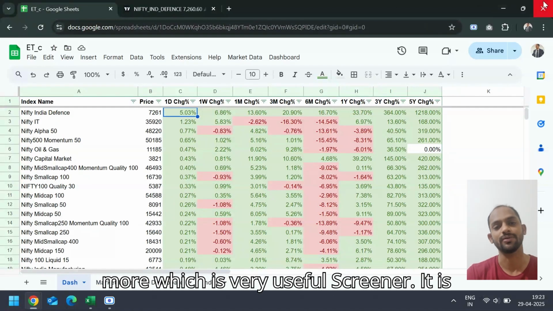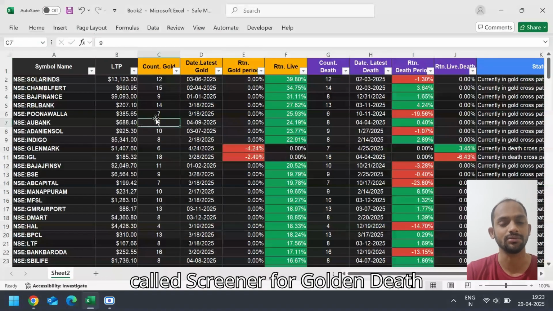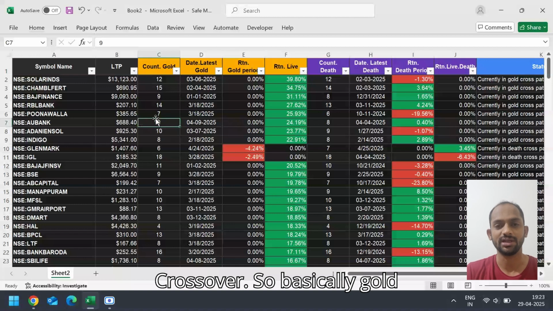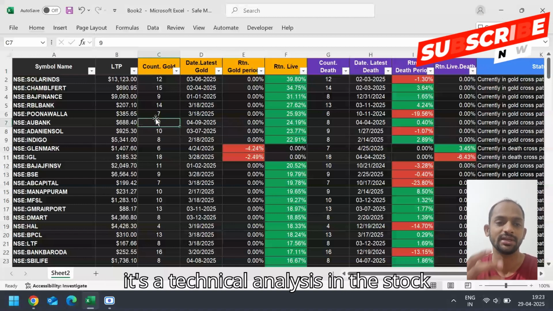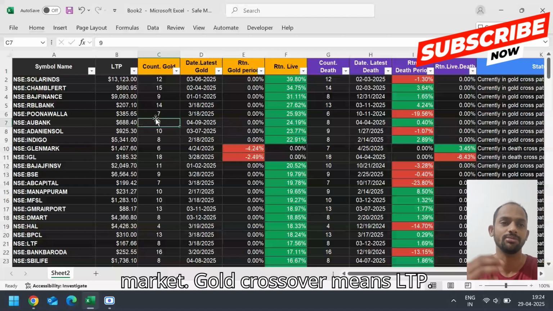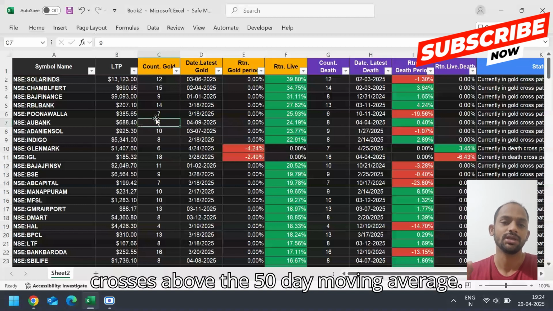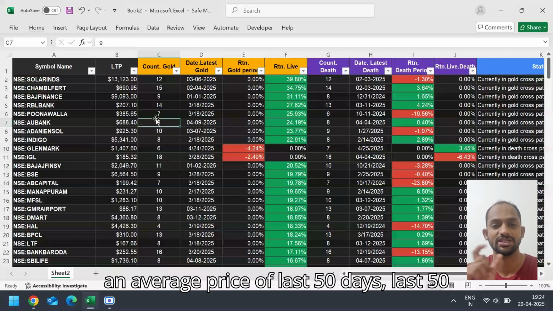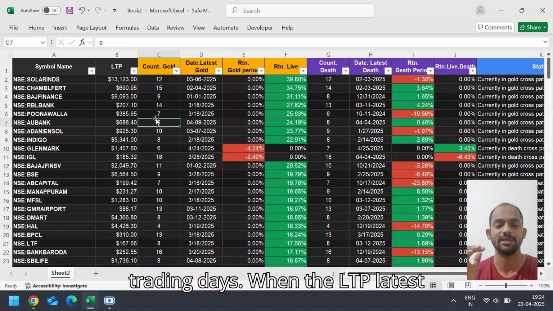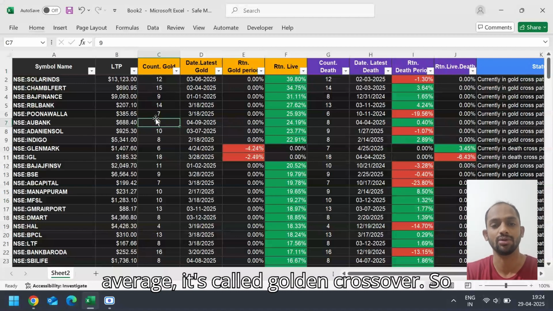That is one more very useful screener. It is called the screener for golden and death crossover. Basically, golden and death crossover is mainly used in technical analysis in the stock market. Golden crossover means the LTP, last trading price, crosses above the 50-day moving average. The 50-day moving average is nothing but the average price of the last 50 trading days. When the LTP crosses this 50-day moving average, it's called a golden crossover.